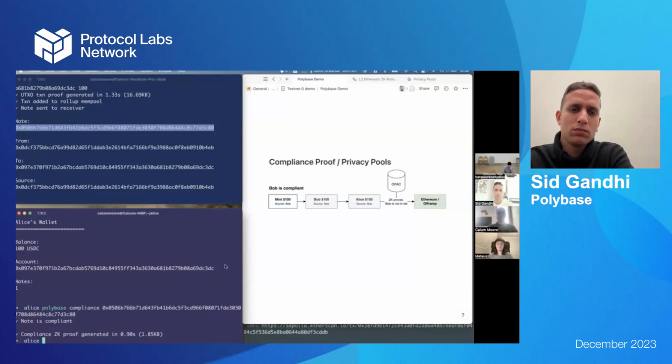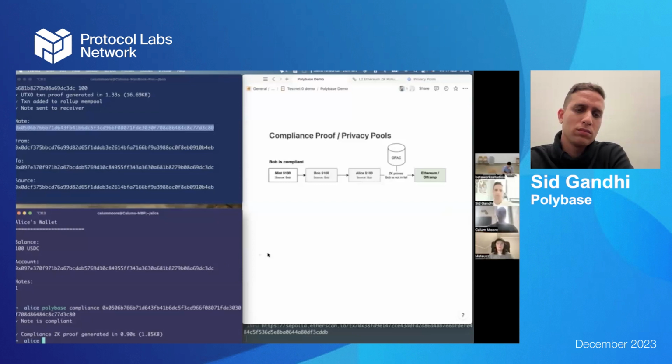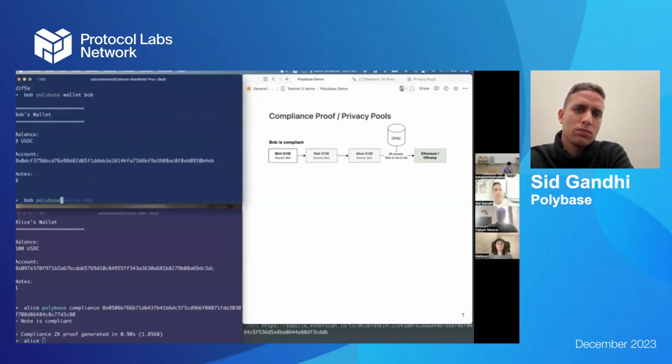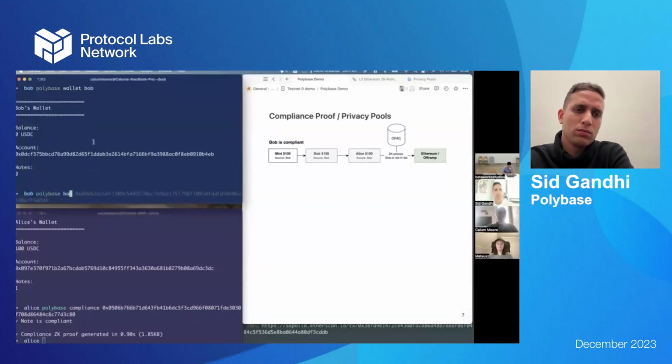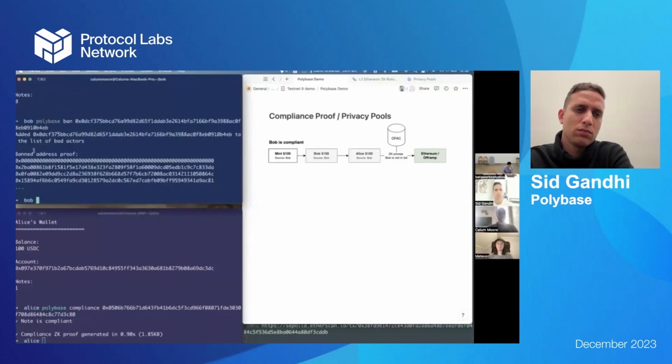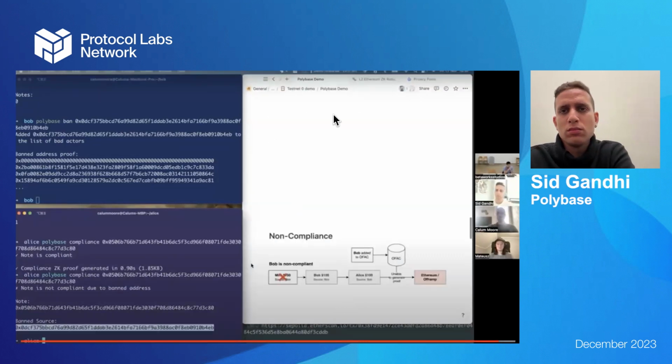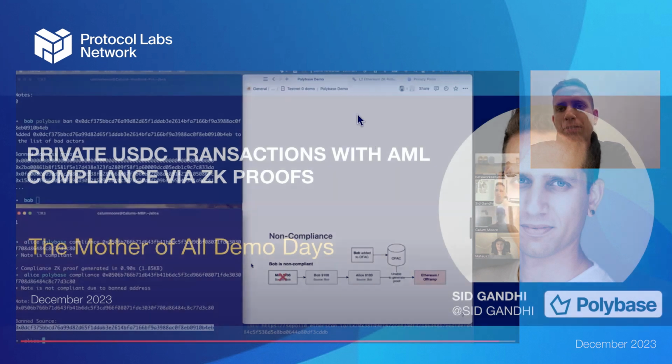And now for an example, let's see what would happen if for some reason Bob was actually a bad actor on the network. We can simulate that process of adding Bob to the list. So I'm going to ban Bob's address. So now this address has been banned. If Alice was to try and create a ZK proof to prove that her transaction is valid, she obviously can't do that because the note is not compliant anymore because of the banned source address. Cool, I'll stop it there.